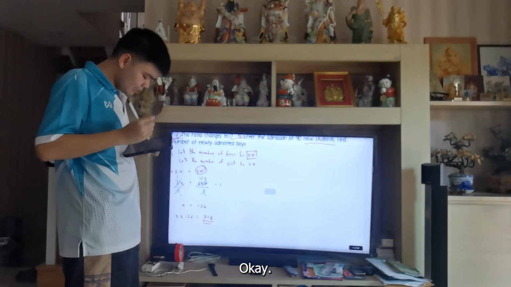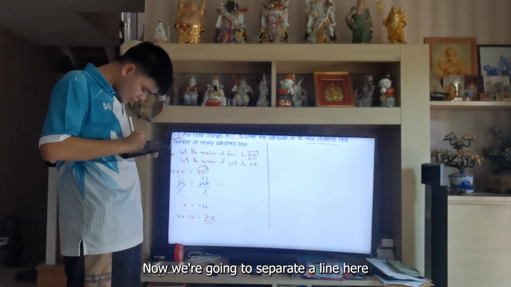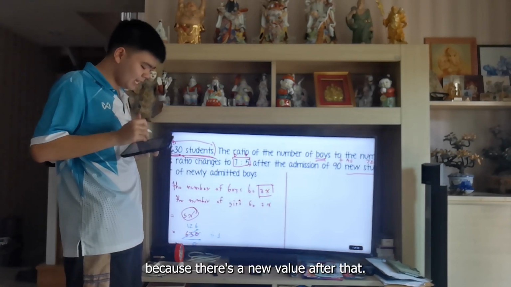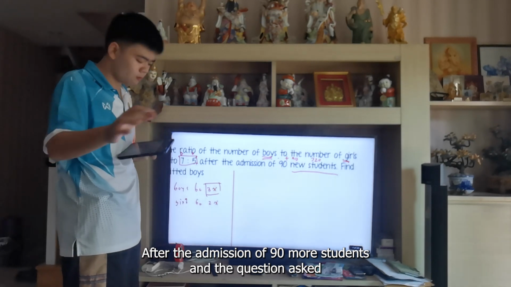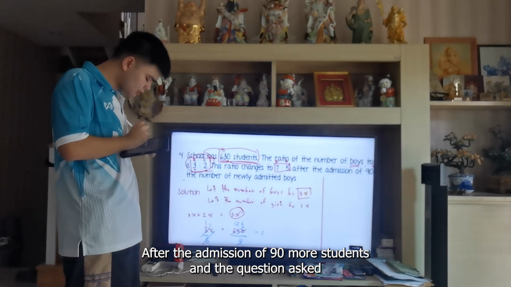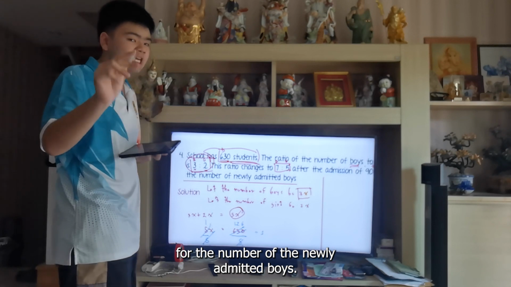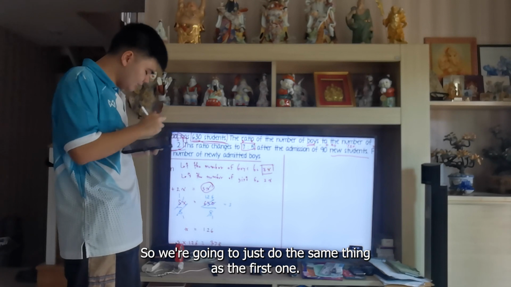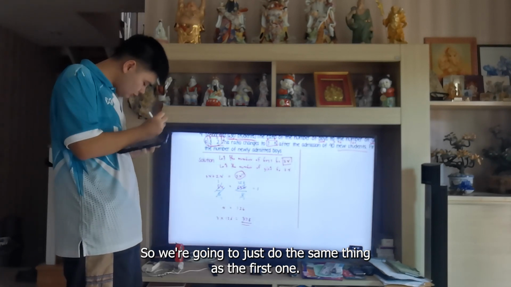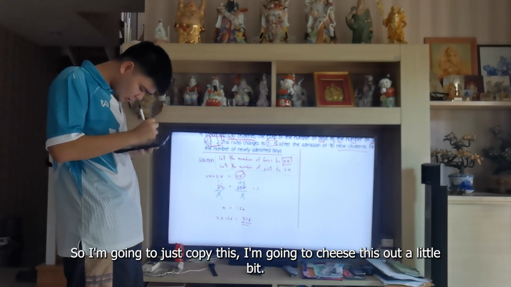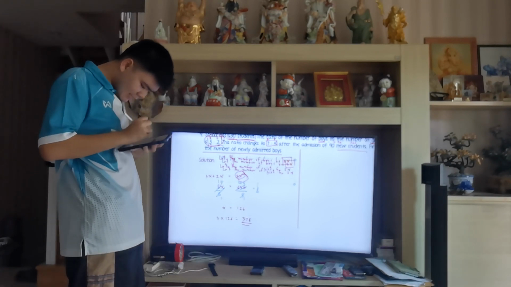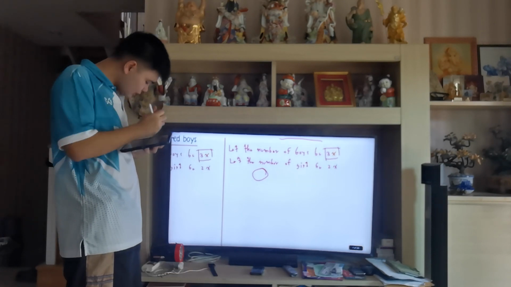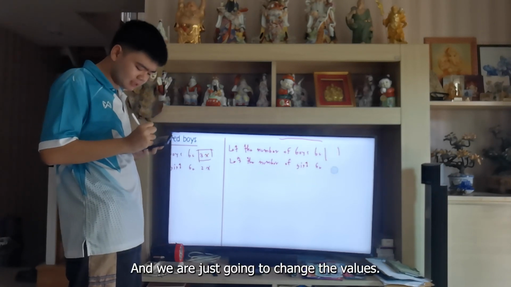So that means the number of the boys currently is 378. Now we're going to separate a line here because there's a value after the admission of 90 more students, and the question asks for the number of the newly admitted boys. So we're going to do the same thing as the first one. I'm going to copy this, duplicate it, transfer it to here, and change the values.